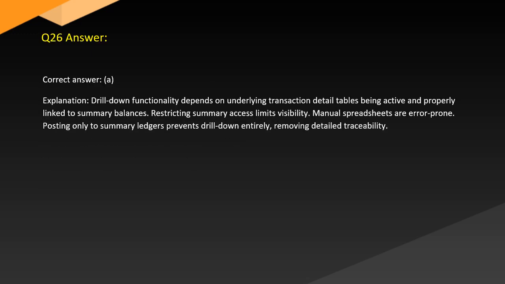Answer. Correct answer: A. Explanation. Drill down functionality depends on underlying transaction detail tables being active and properly linked to summary balances. Restricting summary access limits visibility. Manual spreadsheets are error-prone. Posting only to summary ledgers prevents drill down entirely, removing detailed traceability.